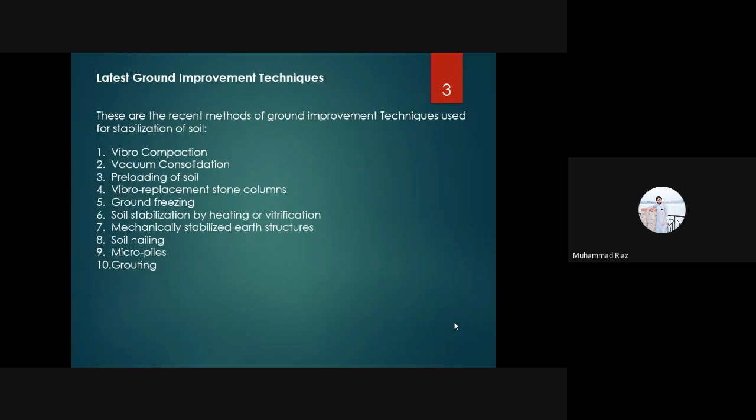The following are the latest ground improvement techniques. Number one, vibrocompaction, vacuum consolidation, preloading of soil, vibro replacement stone columns, ground freezing, soil stabilization by heating or vitrification, mechanically stabilized structure, soil nailing, micropile, and the last one is grouting.